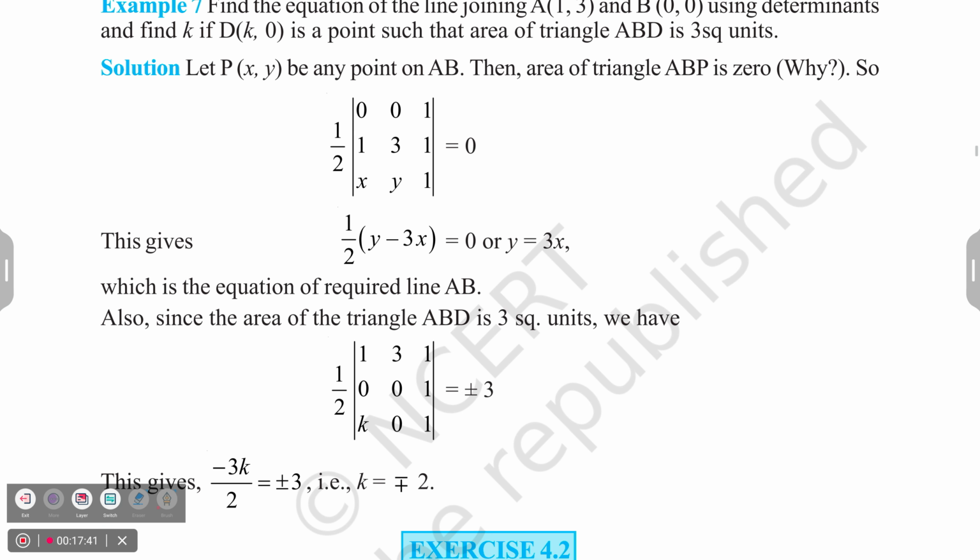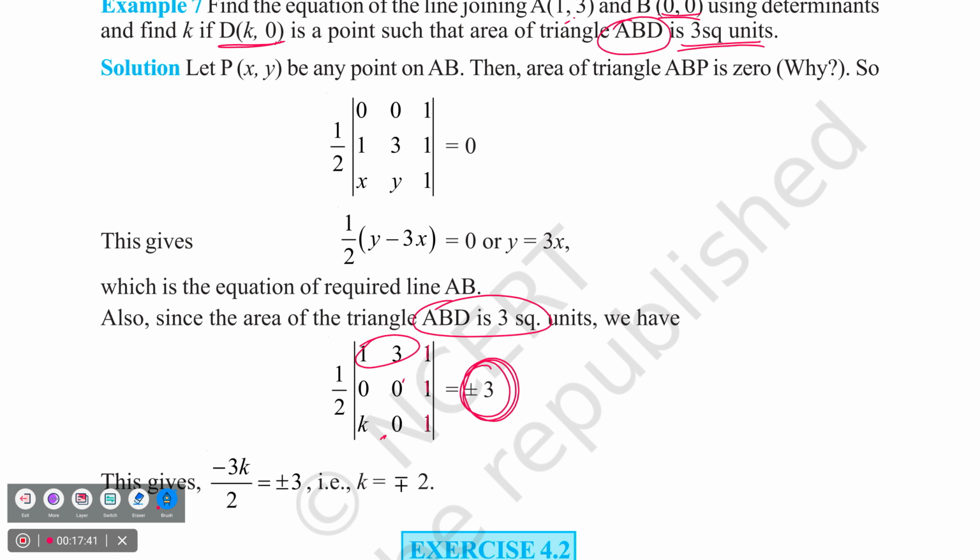Very important: the area of the triangle, 3, is given. You should use plus or minus 3 if the area is given. Read the line: A point is given, B point is given, area of ABD, not ABC. A point, B point and D point. They gave 3 units. So the first point you write as it is, second point as it is, third point as it is, and the third column is 1 1 1.